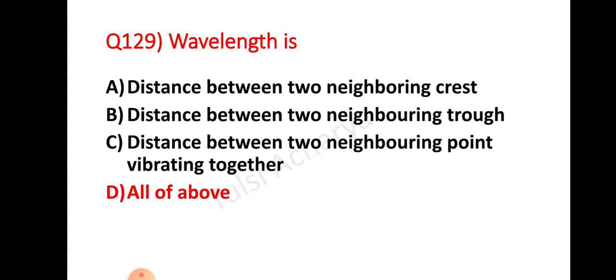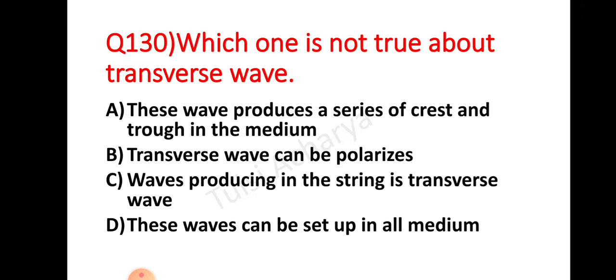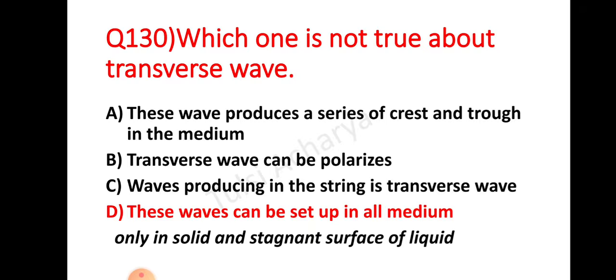Now let's move to question number 130. Which one is not true about transverse waves? If we see here, these waves produce a series of crests and troughs in the medium. This is true. Transverse waves can be polarized. This is also true. Waves produced in strings are transverse waves. This is also true. The waves can be set up in all media. This is false, because transverse waves can be set up only in solids and the stagnant surface of liquids. So option choice D is the correct answer for question number 130.